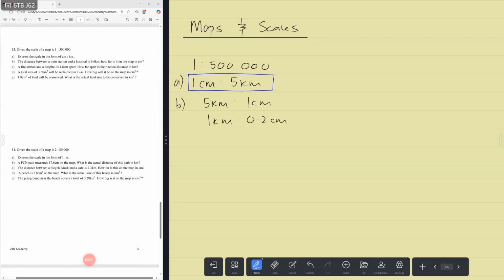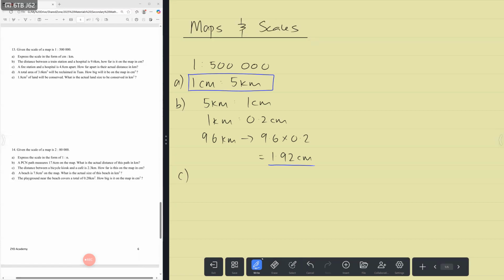Now, nothing is stopping me from finding 9.6 km, right? Which is simply 9.6 times 0.2. Using your calculator, you will simply get 1.92 centimeters. So on the map, the distance between the train station and hospital is 1.92 centimeters.